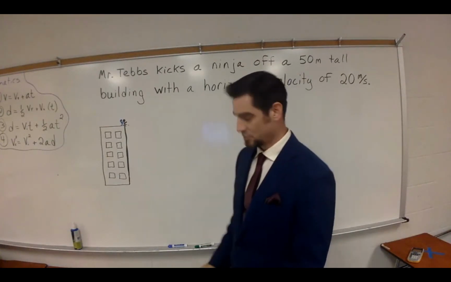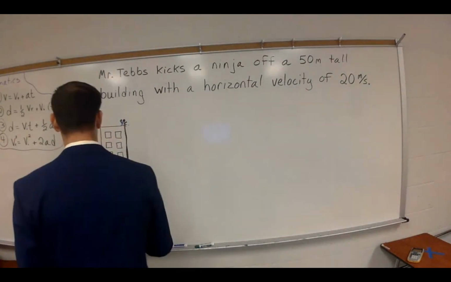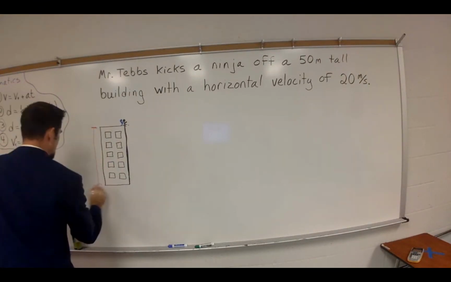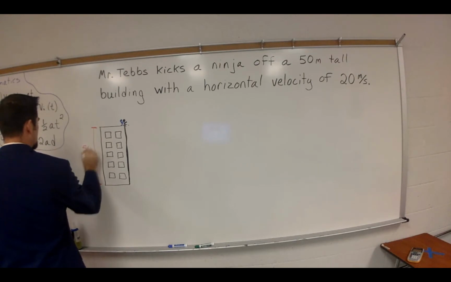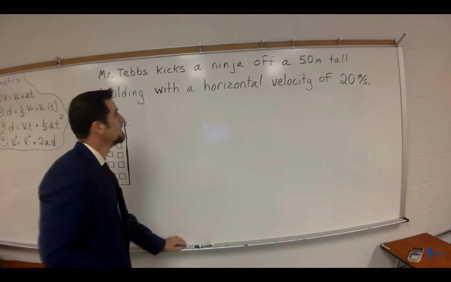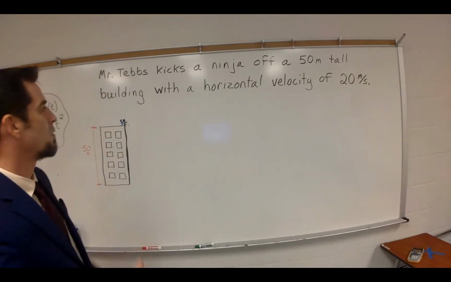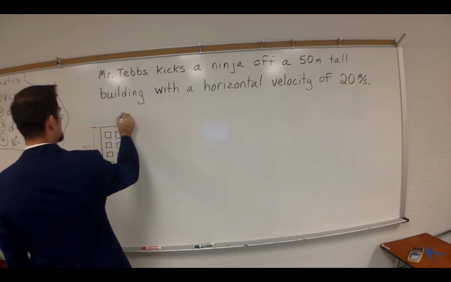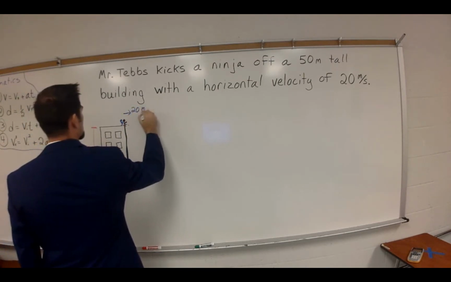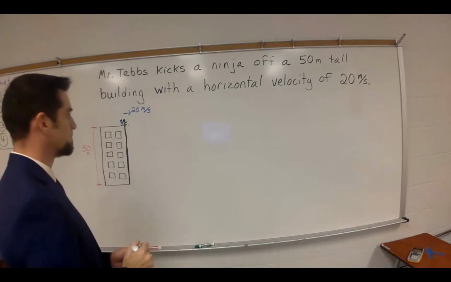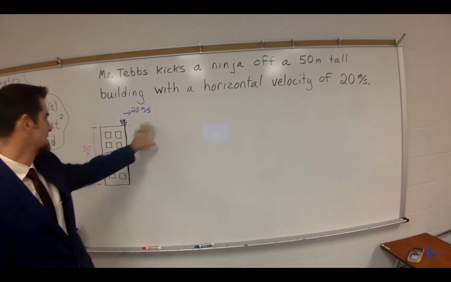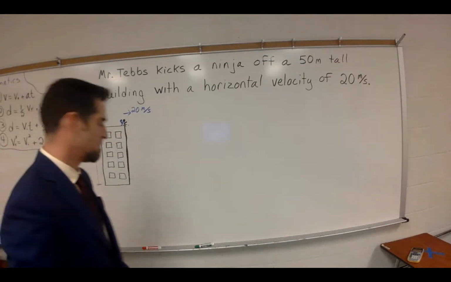I've got my 50-meter tall building. So let's label that. This is 50 meters tall. And I kick the ninja with a horizontal velocity of 20 meters per second. We've listed that in our diagram.